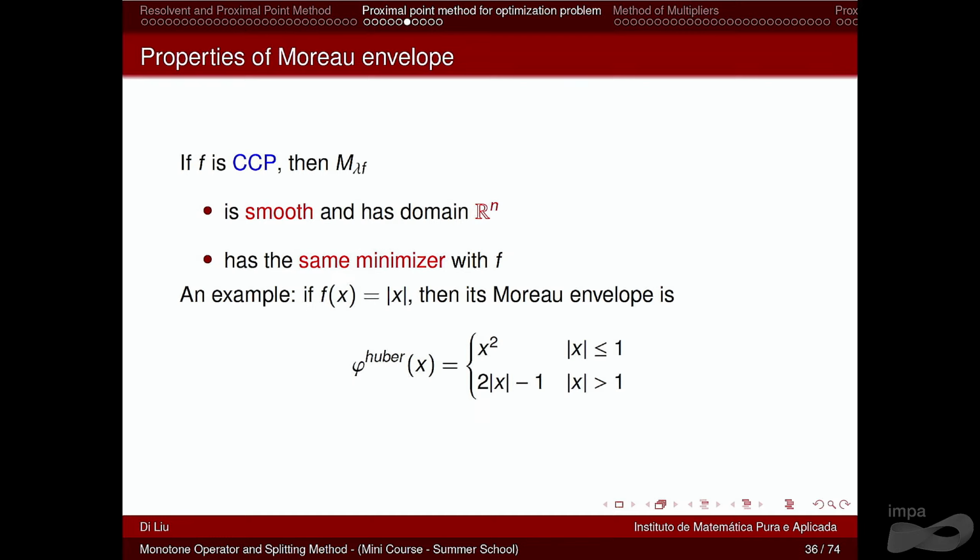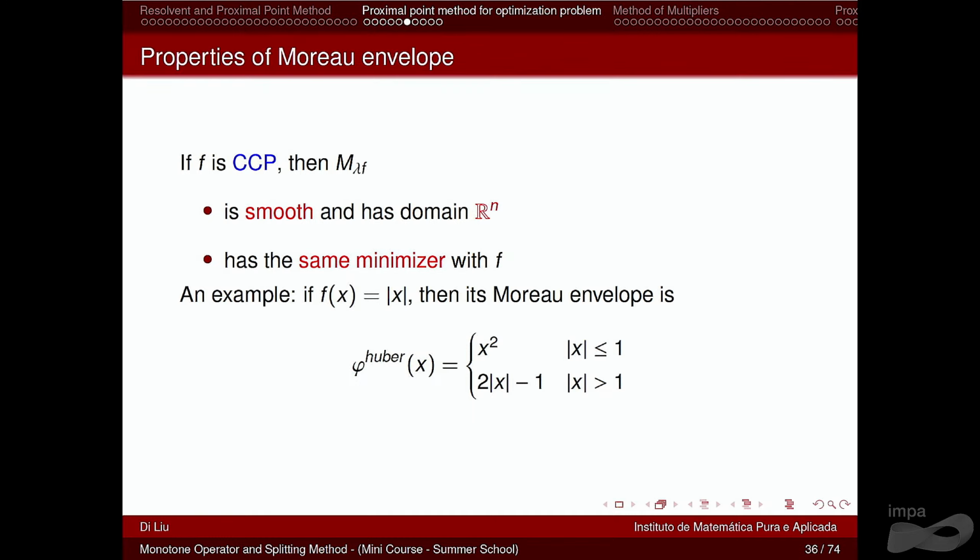We see that if f is a CCP function, the CCP function may not be differentiable, okay, maybe not differentiable. But the Moreau envelope is smooth and has a full domain, the domain is the full space, even if f is not differentiable. And this Moreau envelope has the same minimizer as f. You can check it very easily, okay?